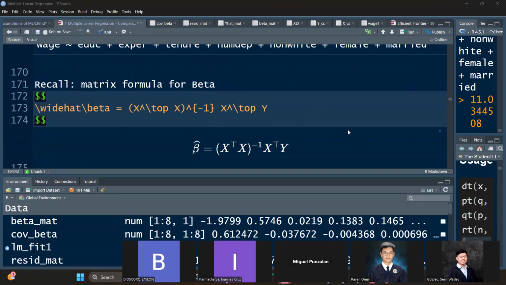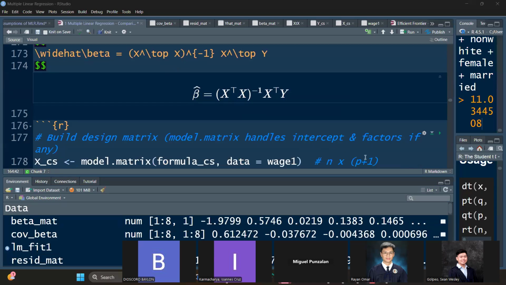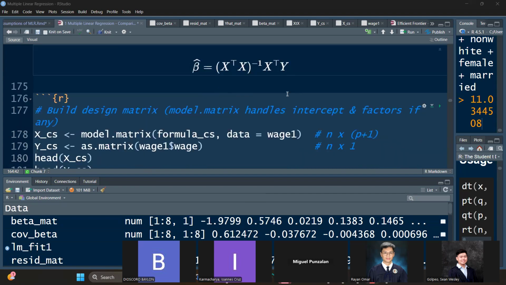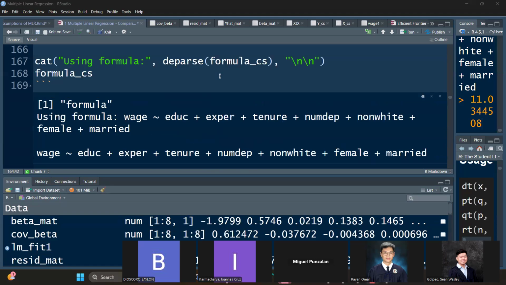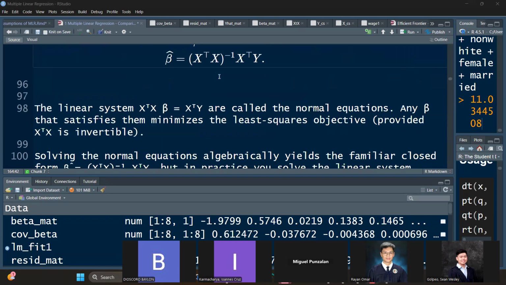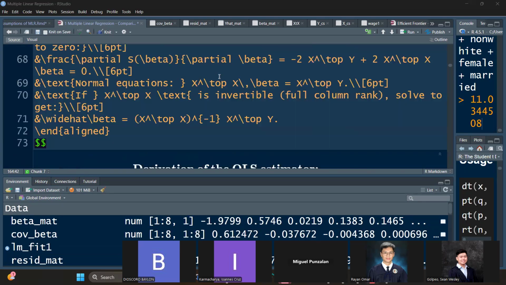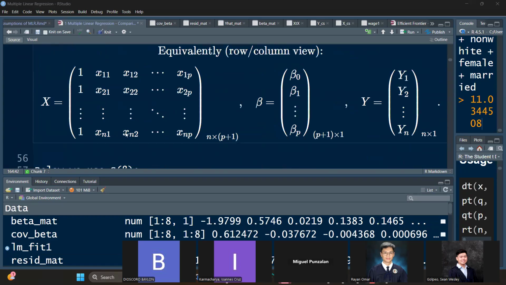Again, the very powerful matrix model equation: beta hat, the predicted value, is equal to X transpose X inverse X transpose Y. So we said that we can do this in R. First, let us create your X matrix and your Y matrix. Remember, this is how your X matrix looks like. The first column are ones, and the rest are education, experience, tenure, etc.